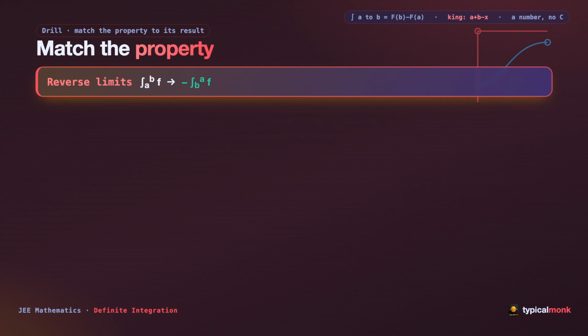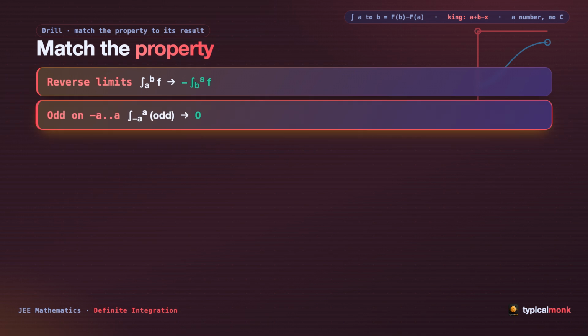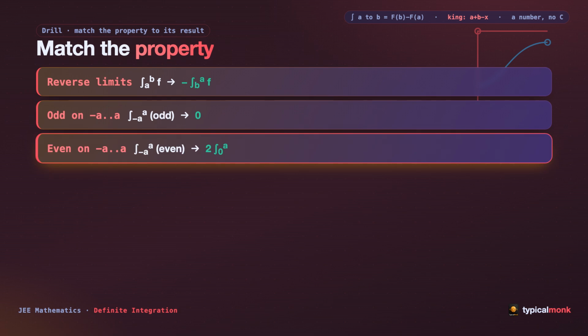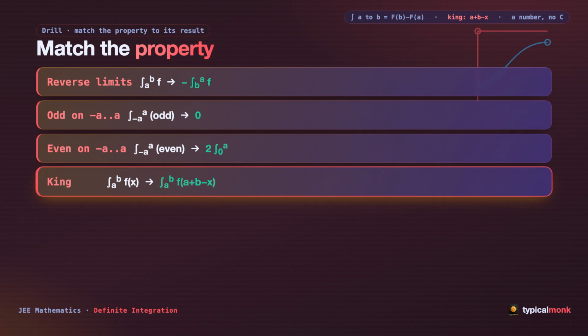Now match each property to its result. Reverse limits goes to minus the integral with the limits swapped. An odd function on minus a to a goes to 0. An even function on minus a to a goes to twice the integral from 0 to a. And the king goes to the integral of f of a plus b minus x. 4 pairs, each worth memorizing.